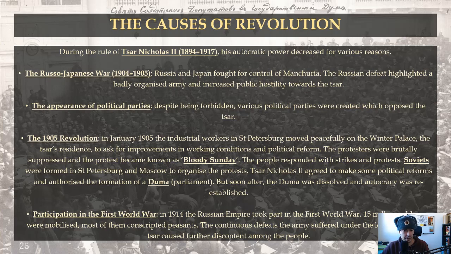And after that, there was a lot of unrest, and the Soviets were created for the first time. A Soviet is an assembly. It's the translation of the word in Russian. And they organized the protest, and finally Nicholas II had to give some concessions, for example, some political reforms and the creation of the Duma, which is the name in Russian for the parliament. But this Duma didn't last for so long, and the autocracy was reestablished soon after.